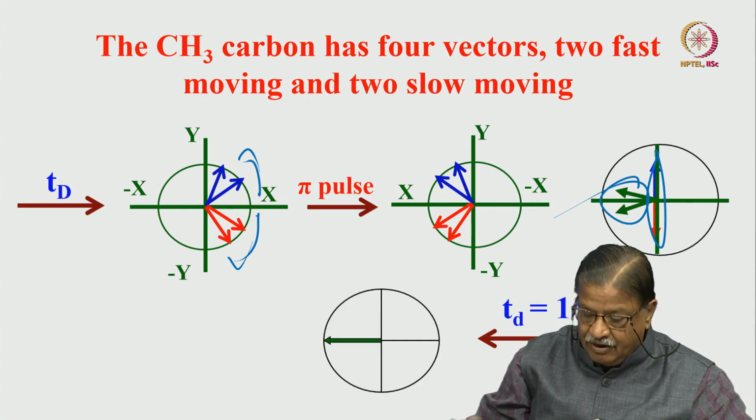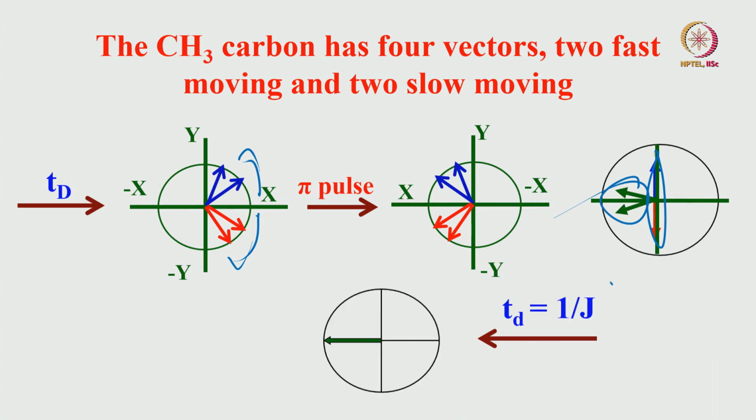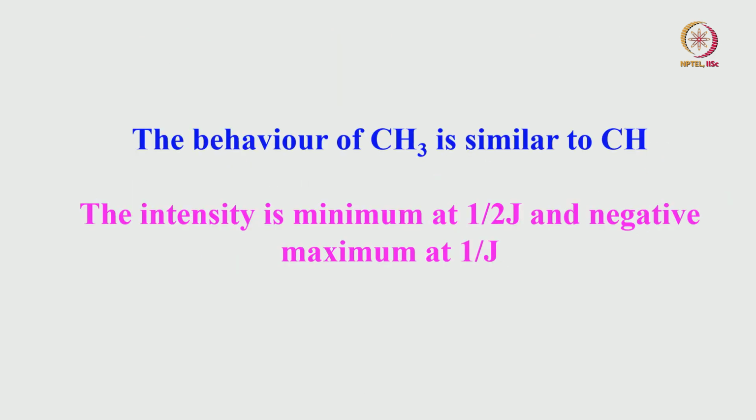Okay. After some time delay, exactly when TD is equal to 1 over J, then what will happen? They will refocus and you get a singlet. What is happening now? Your receiver is here. The signal you are going to get is negative again, a singlet with a negative intensity. That is what happened. The behavior of CH3 is similar to CH. The intensity is maximum at 1 over 2J and negative maximum at 1 over J.